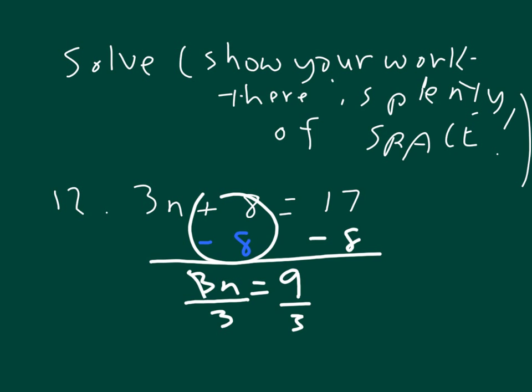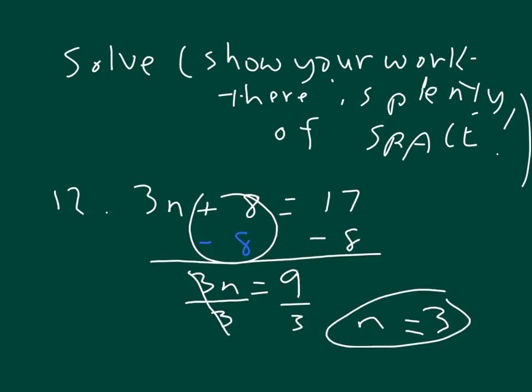And then you could say this would be 1n, and the arithmetic is 9 divided by 3, and that's 3. So there's the answer. And you go back up and say 3 times 3 is 9. 9 plus 8 is 17. Just make sure that your answer makes sense.